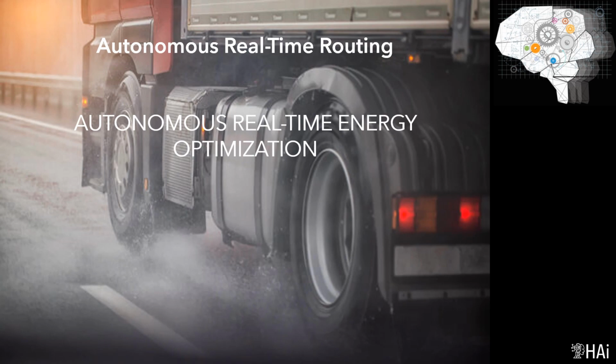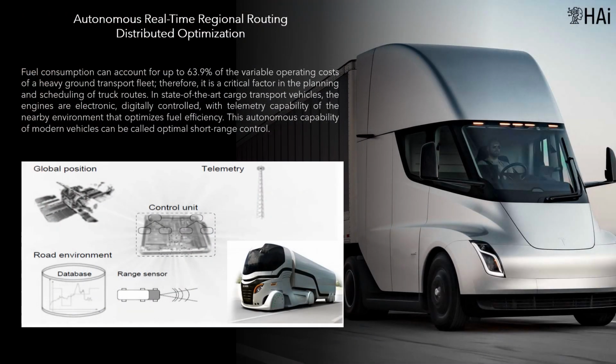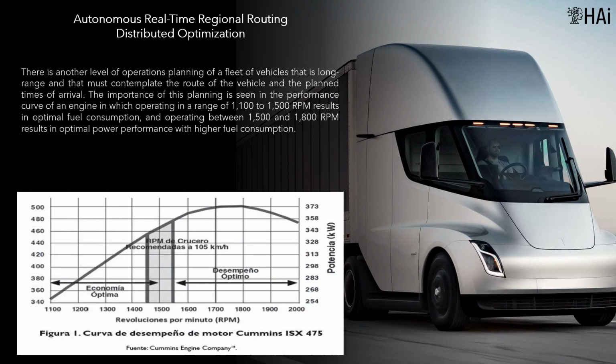Autonomous real-time energy optimization. Fuel consumption can account for up to 63.9% of the variable operating costs of a heavy ground transport fleet, therefore, it is a critical factor in the planning and scheduling of truck routes. In state-of-the-art cargo transport vehicles, the engines are electronic, digitally controlled, with telemetry capability of the nearby environment that optimizes fuel efficiency. This autonomous capability of modern vehicles can be called optimal short-range control. There is another level of operations planning of a fleet of vehicles that is long-range, and that must contemplate the full route of the vehicle, and the planned times of arrival.